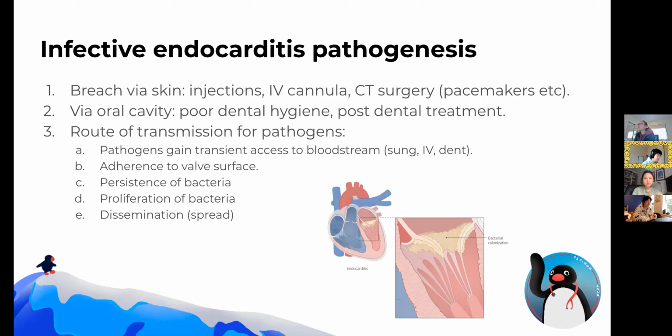Furthermore, the route of transmission of the pathogen is mainly through gaining access into the bloodstream. So that should be surge, not sung. And adherence to the valve surface. So first you need to stick on it, and they need to not be killed off, and then you need to multiply, so proliferation. And then after it has proliferated, it just starts swimming around and disseminating.